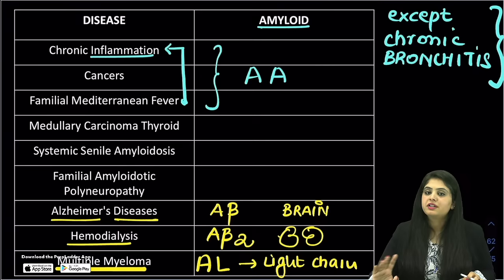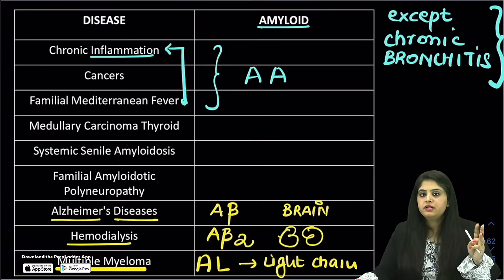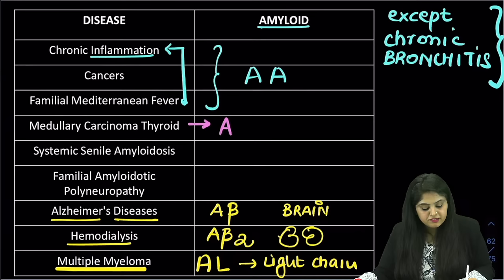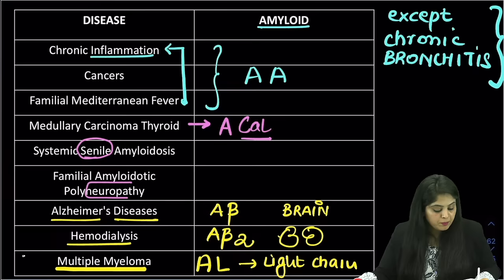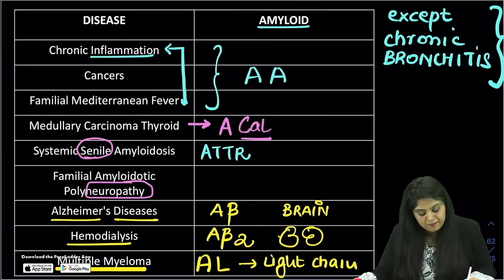So one brain, one beta, two kidneys, two beta. That is done. What is for medullary carcinoma thyroid? Calcitonin is the medullary carcinoma thyroid marker. So A cal for medullary carcinoma. Last two: systemic senile, the old age amyloid, and familial amyloidotic polyneuropathy, the nerves amyloid. Old age amyloid and nerves amyloid, both of them are going to be ATTR.